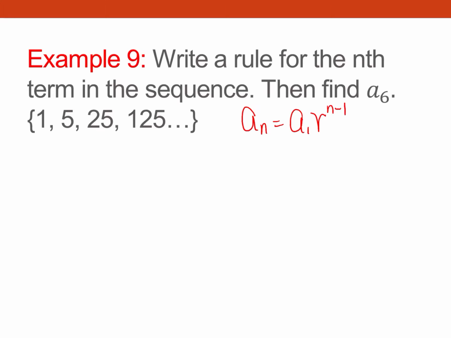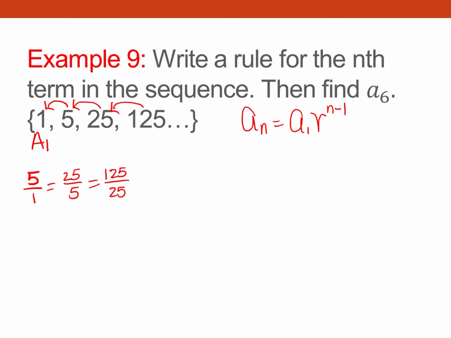Ready to see examples 9, 10, 11, and 12? Here we go. I already wrote down your formula, okay? A1 is your first term, so that is your 1. We need to figure out what the common ratio is. To figure out the common ratio, you do division, okay? So we're going to divide to find the common ratio.